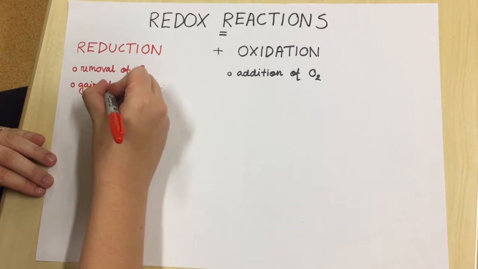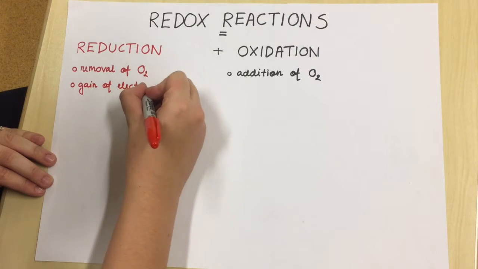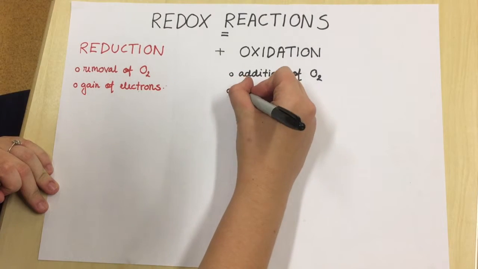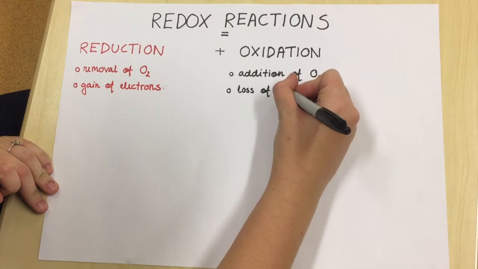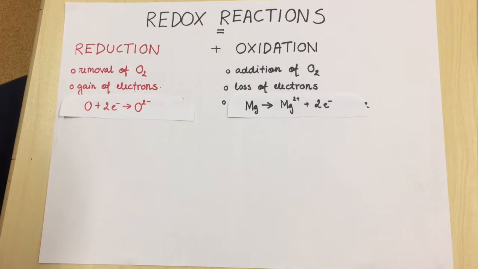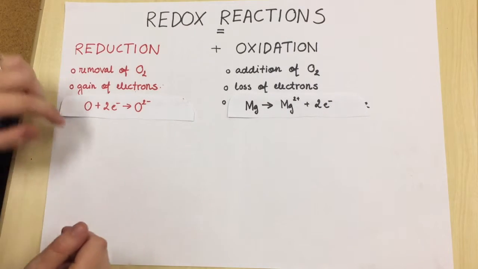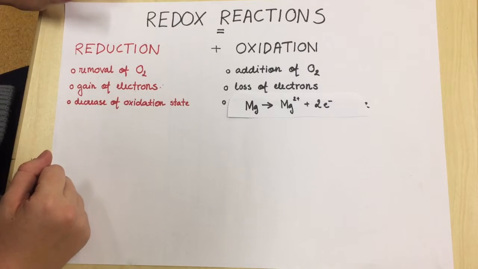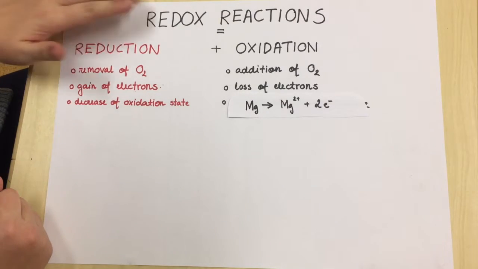In terms of electron transfer, reduction involves the gain of electrons, while oxidation involves the loss of electrons. We will show you some examples again. In the first one, magnesium loses 2 electrons and becomes a positive magnesium ion. It is oxidized. In the second example, oxygen gains 2 electrons and becomes a negative ion, hence it is reduced.